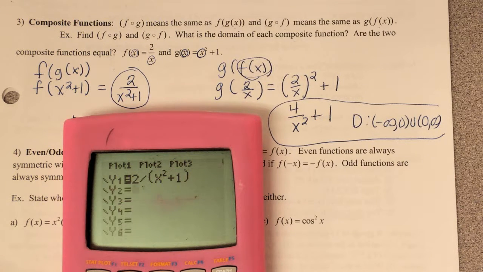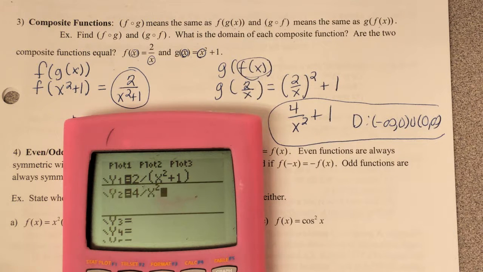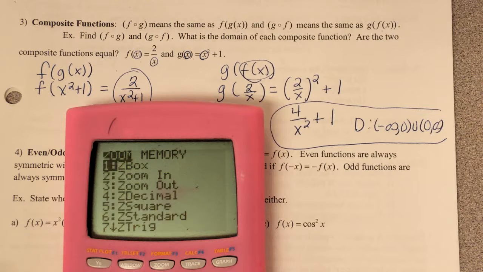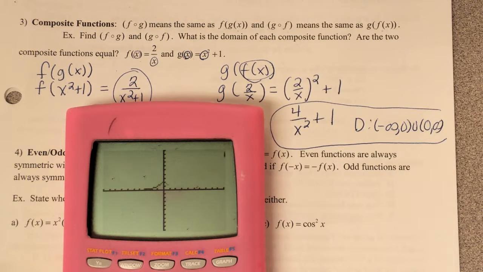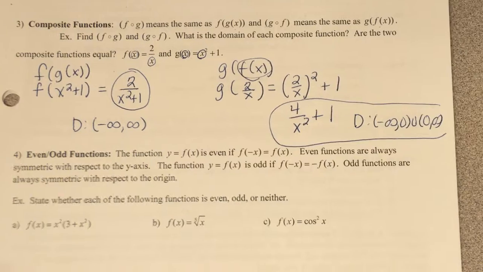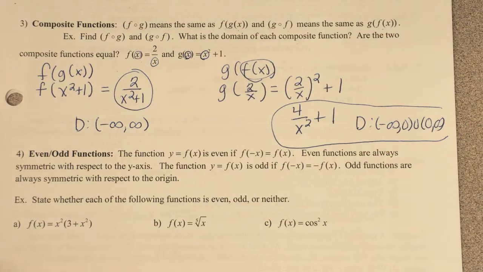See, look, if I put this one in and then I put this in, and I'm going to make this one bold so I can tell the difference. You guys don't have to do that on the newer calculators. But look, if I look at this now with the Zoom 6, here's the way they look. Here's my first function, and here's my second function. And see, I can see they're definitely not the same functions. But I don't have to do that to figure it out. All right. Any questions on that?